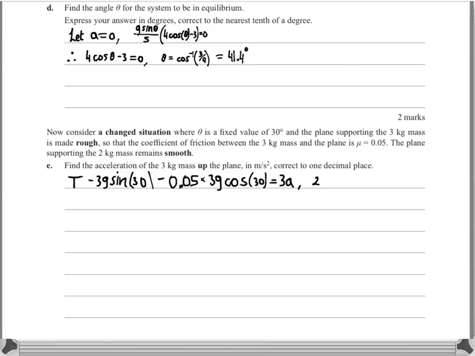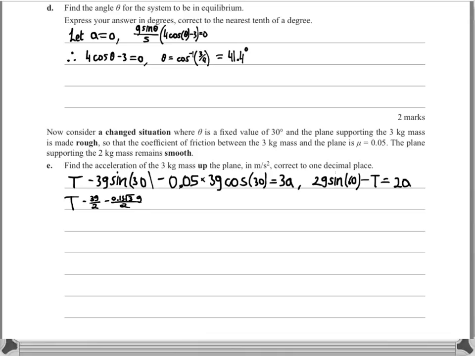So, from that, I also need to consider the second equation of motion for the 2 kilogram block. This one doesn't experience any friction. Okay, and so it's the same equation of motion as before. So using those two, what am I going to do with them? Well, I'm going to eliminate the tension again by adding the two equations.